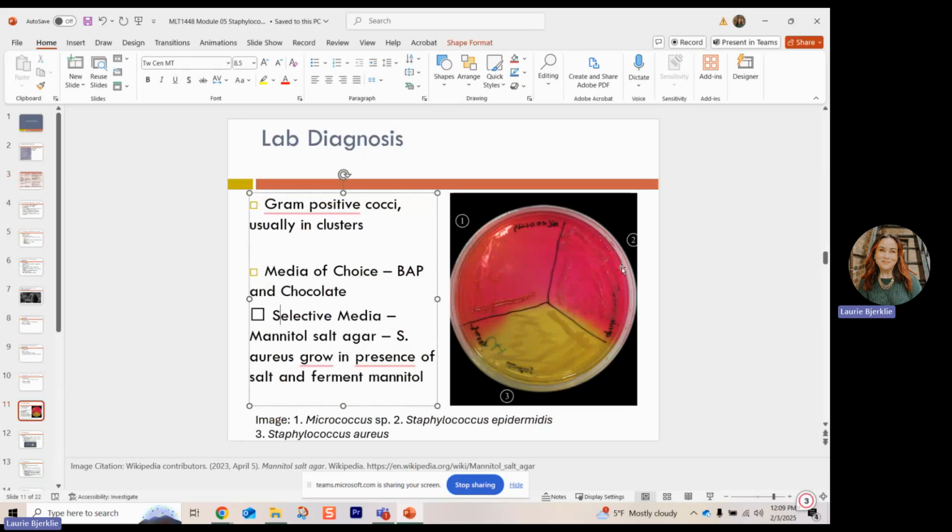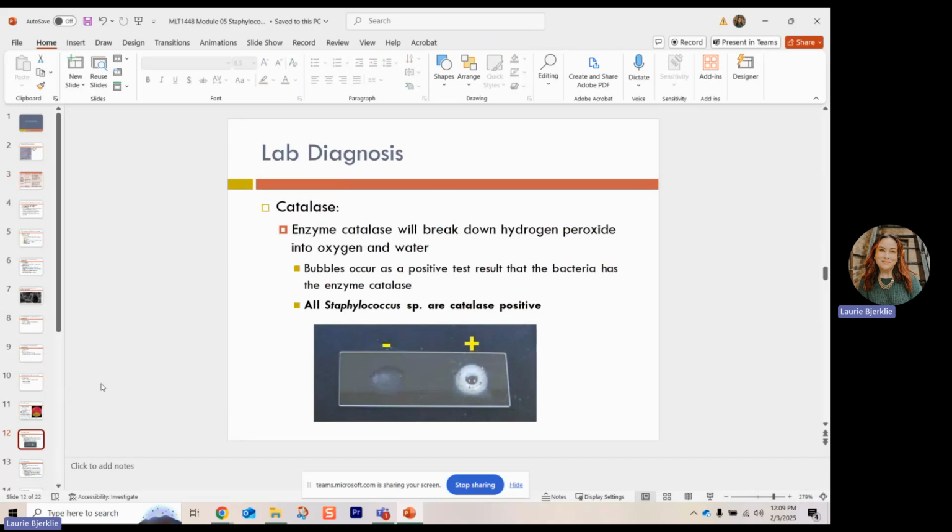So again, Staph aureus loves salt and loves to ferment that mannitol sugar. So that's why it changes into that yellow colony. So important to remember there. All right, so as I said, once we know the gram stain, you do your colony morphology, you run the catalase test. Again, the purpose is to separate if you have Staphylococcus or if you have Streptococcus, because both are Gram-positive cocci. So it just helps you start to figure out what you might be playing with.